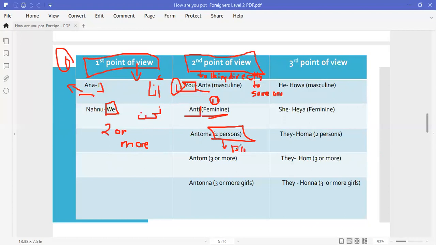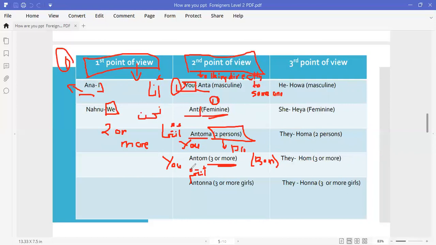Even if you are directing your talking to two persons, the pronoun used is still you. We said that you means anta or anti. If you're talking to two persons, it becomes antuma, the same ant, but antuma. Now, if you're talking to three or more, it's still you, plural, but it's no longer two. You're talking to three or more that are boys only, or a group of boys and girls. It's no longer antuma, it's antum.